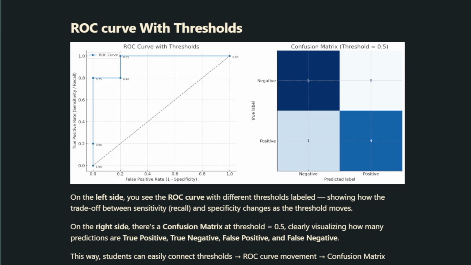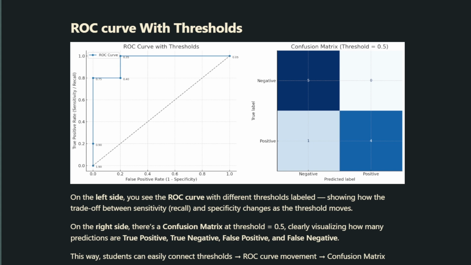On the right side, we have a confusion matrix at threshold 0.5. This matrix clearly shows how many predictions fall into each category. True positives: actual positives correctly predicted. True negatives: actual negatives correctly predicted. False positives: negatives wrongly flagged as positives. False negatives: positives wrongly missed.